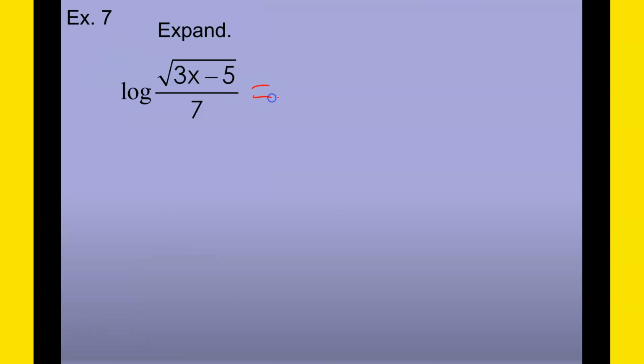Okay, it's the same thing I'm going to do here. I'm going to rewrite the 3x minus 5. Instead of the square root of 3x minus 5, I'm going to rewrite that as 3x minus 5 to the what power? To the 1/2 power. Because the understood index of a square root is a 2, and that understood index of a 2 becomes the denominator of the exponent to rewrite the root as an exponent.